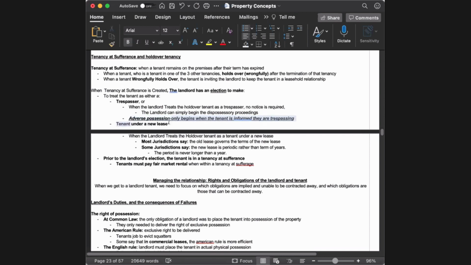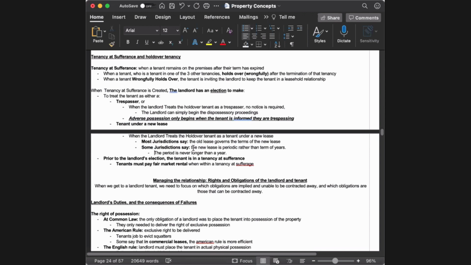The second option is that the landlord can treat the holdover as a tenant under a new lease. When the landlord does this, most jurisdictions would say that the old lease terms govern. There are some jurisdictions that say there is a new lease, that the new lease is periodic rather than a term of years if it was a term of years before. The period can never be longer than a year. So most jurisdictions just say it's like renewing the old lease all over again.